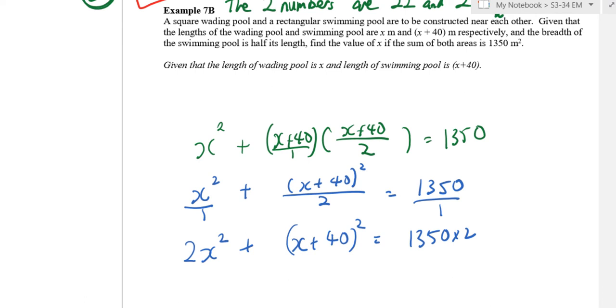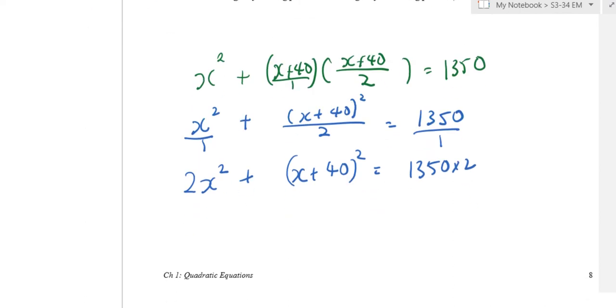Then what do you do next? Expand and arrange into ax squared plus bx plus c equals 0. And I look at Charlene's answer, may not be correct. When Charlene simplifies everything, I have 3x squared plus 80x minus 1100 equals 0.